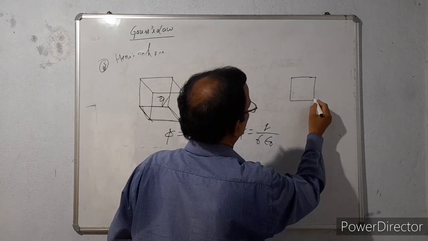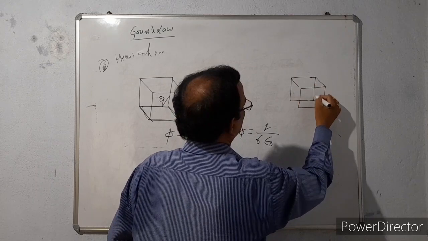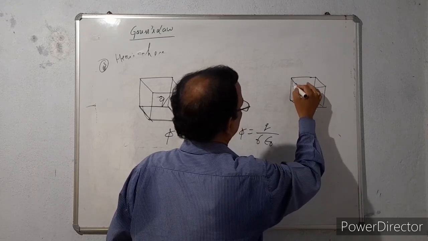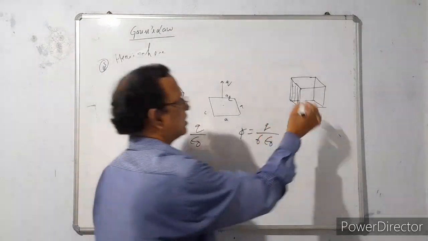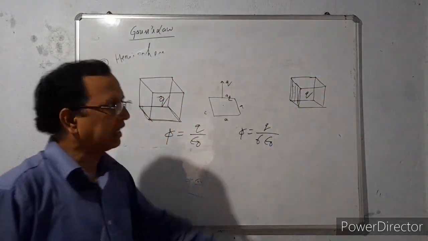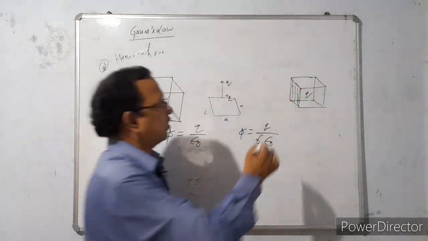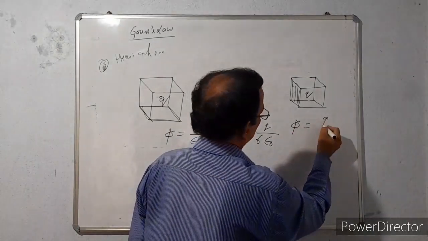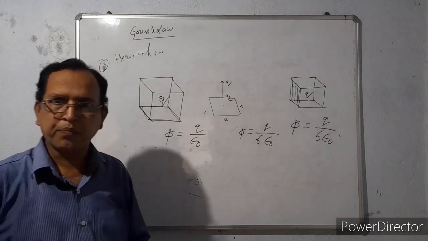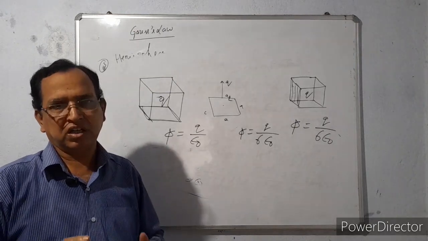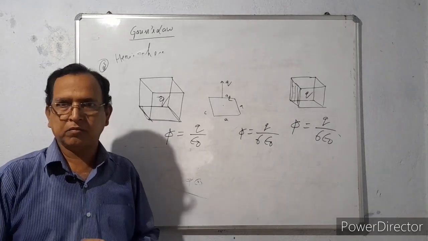In another case, find out the flux of a cube in case of the shaded portion. If a charge is placed, for the shaded portion, in this case also there are 6 faces. So for the shaded portion, phi is equal to Q by 6 epsilon naught. Clear? So this is all about your Gauss law and calculation of the electric flux.